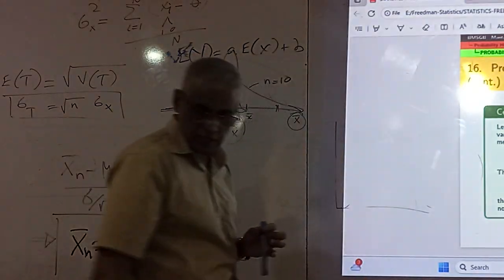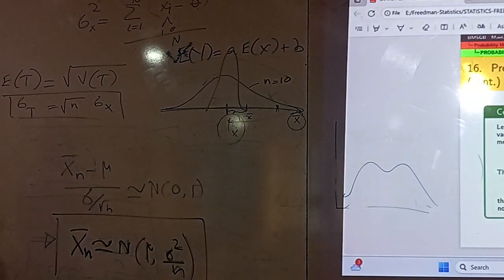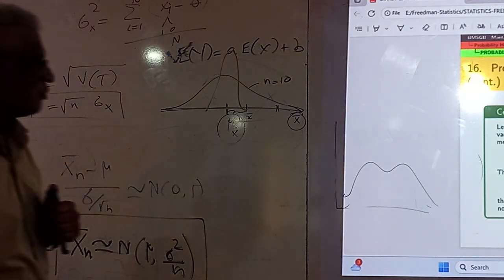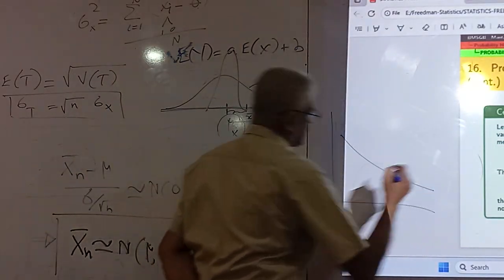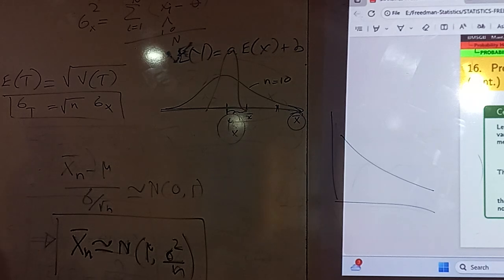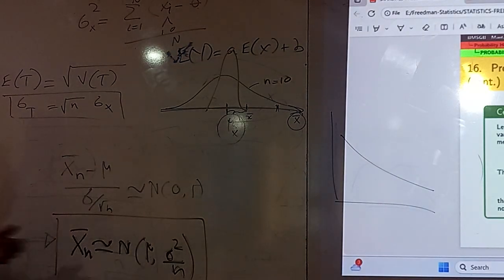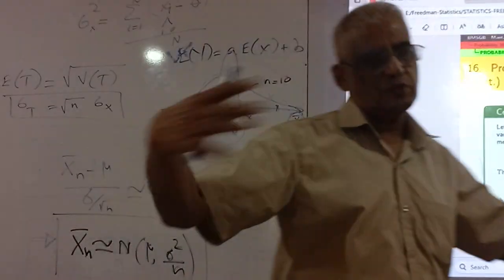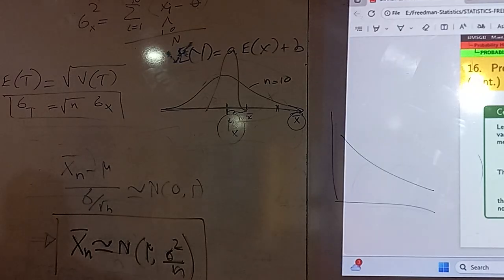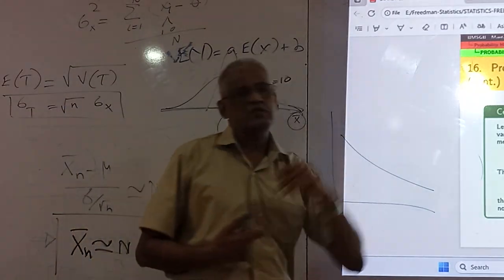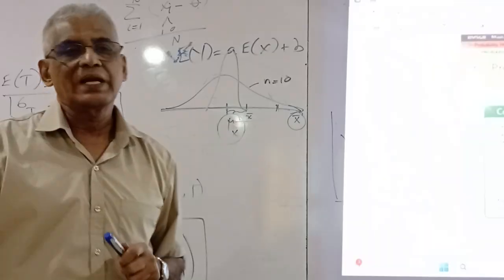Even if it is not normal but symmetric like this, it will still work for a rather small number of observations. But if the original distribution is skewed like this, then you will probably need at least 50 or maybe even 100 observations to use this result. Many people have observed, by looking at practical distributions that are somewhat skewed but not very skewed, that n equal to 30 is usually enough. That's what they have empirically observed.